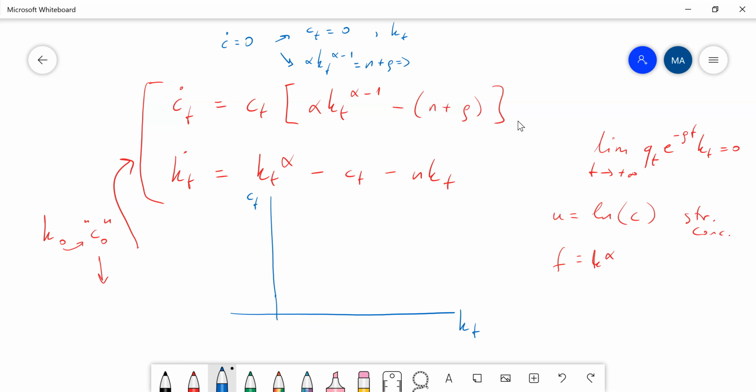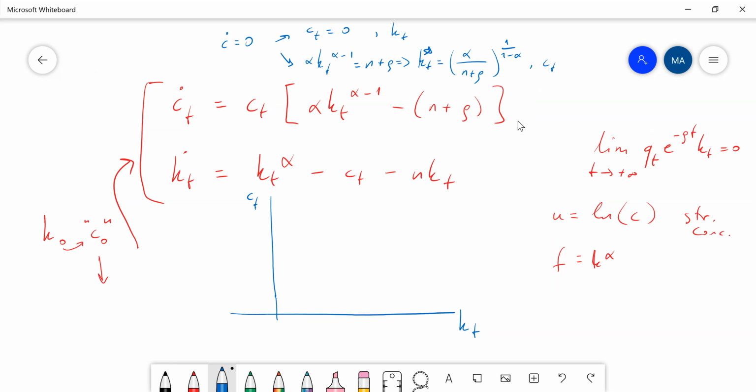So then that would imply a particular KT value, and it is actually equal to alpha over m plus rho, to the 1 over 1 minus alpha, right? Some KT star. Then given this KT star, any C would be defined on this C dot curve, right? This and any CT. But then we have this equation.